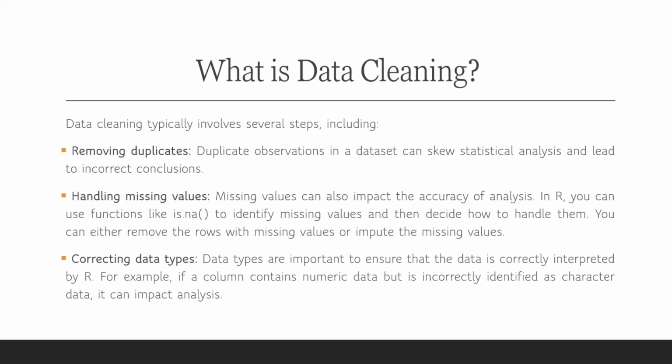Next, we have correcting data types. Data types are important to ensure that the data is correctly interpreted by R. For example, if a column contains numeric data but it's incorrectly identified as character data, it can also impact analysis. So you must ensure that the data types of the variable are correct.